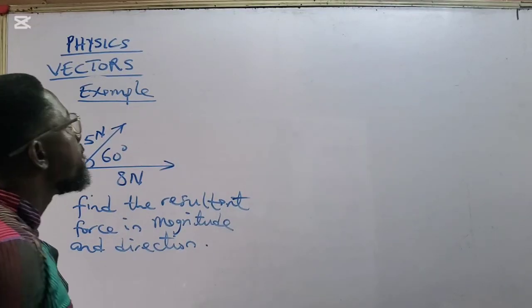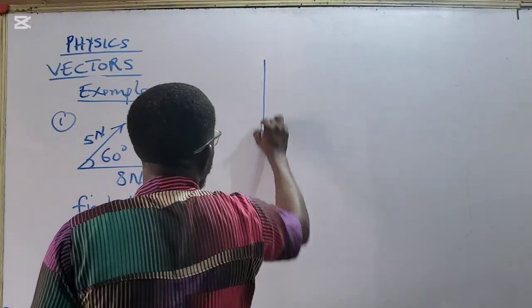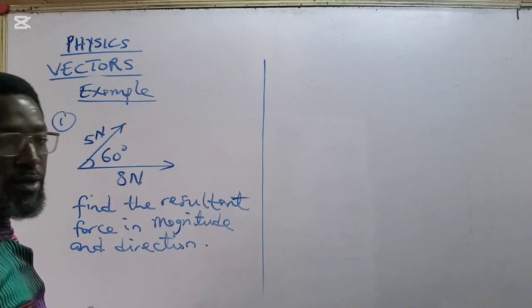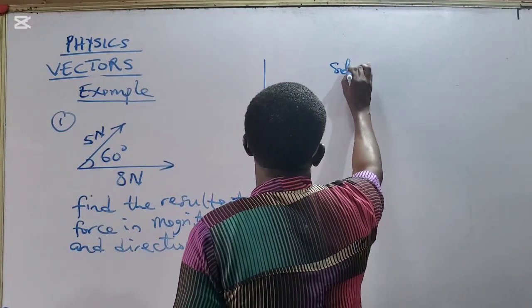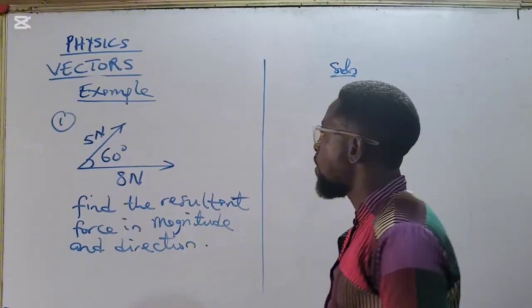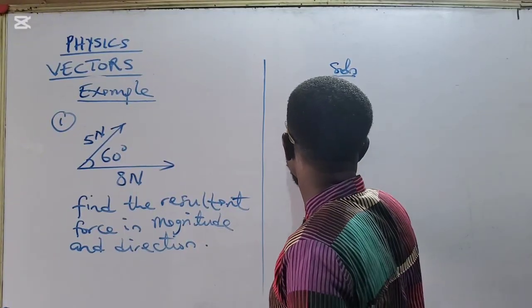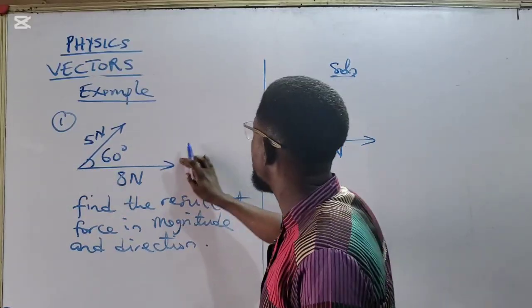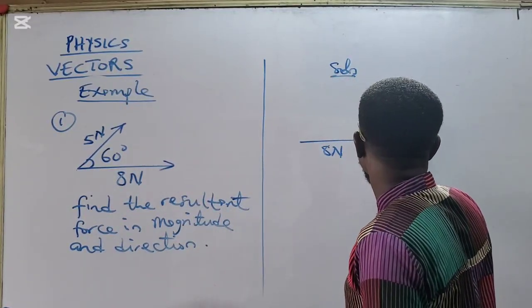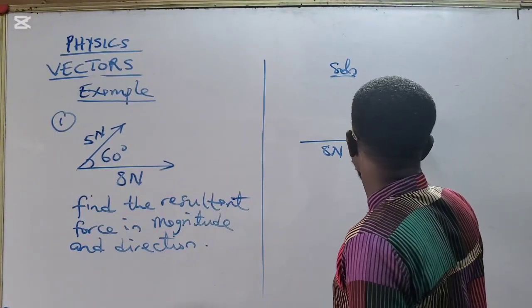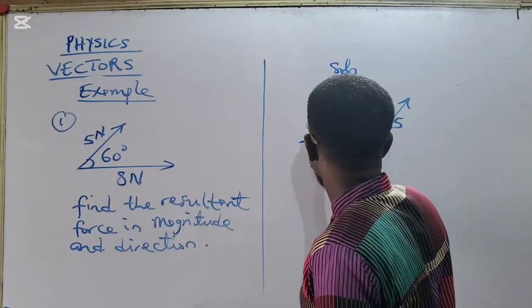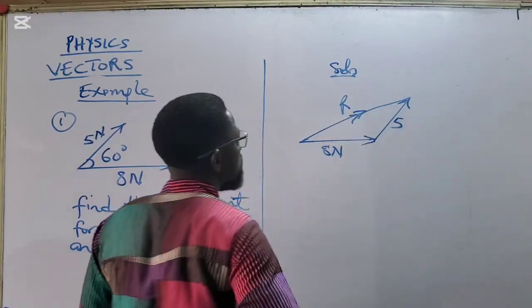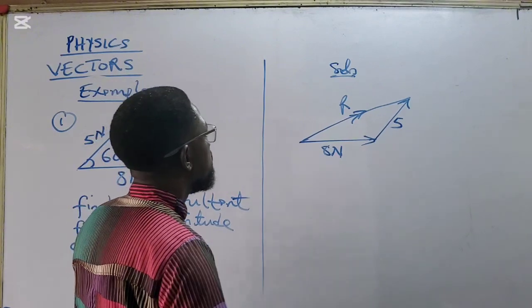Now, how do you do this? I can decide to draw this again, if I want to make use of the triangular law. So I have this first one here, 8 Newton. Then the tail of this one, I'll go to the head of this vector this way. So I'll get to 5, and I'll join this one here. That will be the resultant.